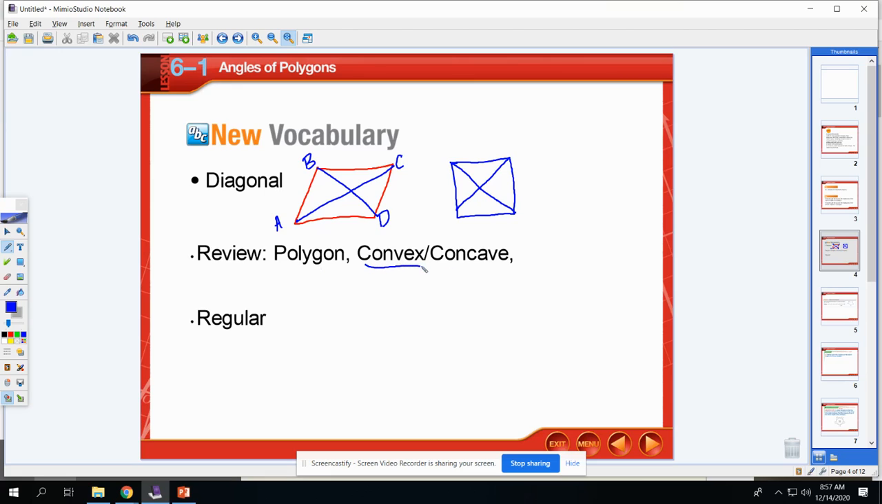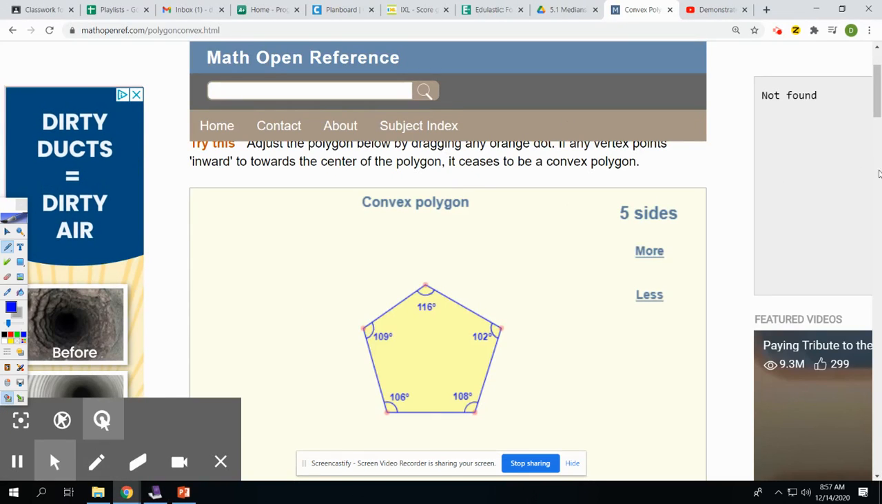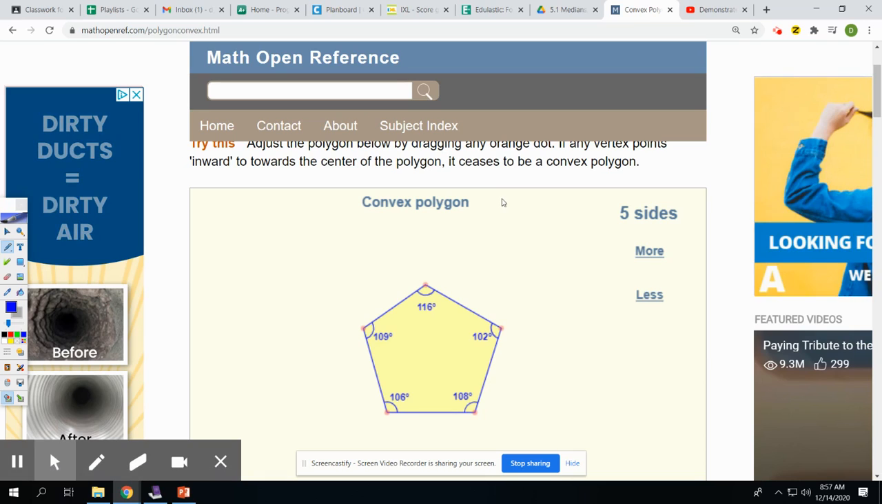to take a look at this right here, convex versus concave. So whenever we have a convex and a concave polygon, we can kind of think of it like this. So we have right now, this is a convex polygon. That's basically going to be anytime our angles are less than 180 degrees. So all 5 angles here of this polygon are less than 180, so this is convex.